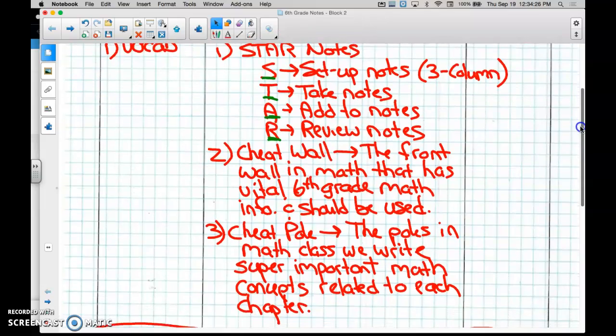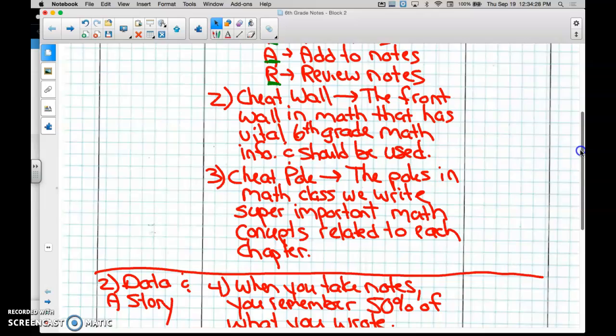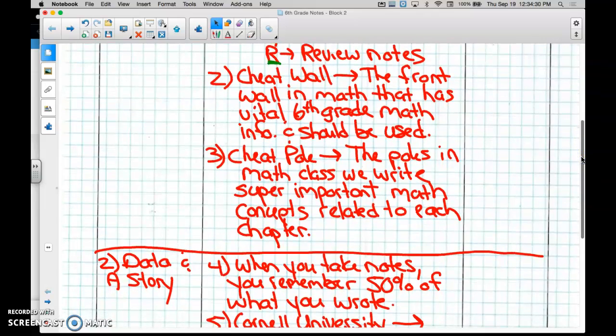Our cheat wall and our cheat poll. We do a lot of cheating in here, but we do legal cheating, right? Yes. Our cheat wall is in the front of the room, and that is all of the super duper important information that you need to pass sixth grade math, right? Yes. The cheat poll would be the polls on the side of the room, and we organize those by chapters.